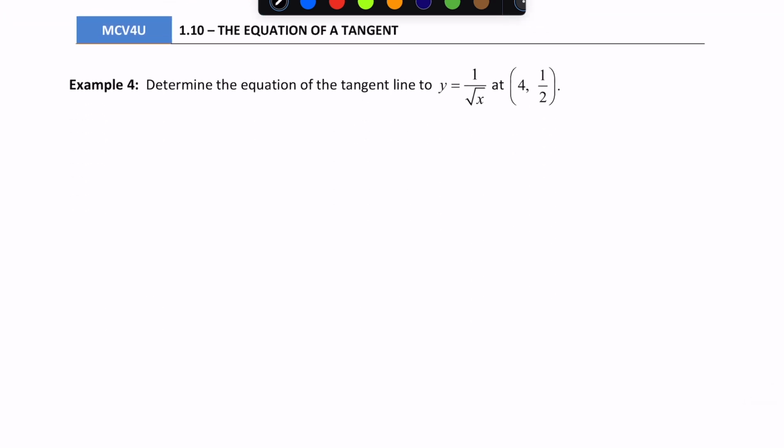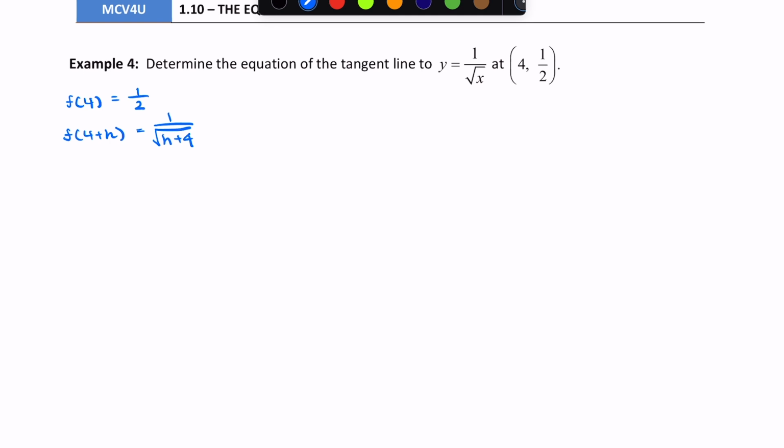Okay, so let's look at this last question here. It says, determine the equation of the tangent line to y is equal to 1 over square root x at point 4, 1 over 2. So first thing we want to do, sub in a, which is 4, and that equals 1 over square root 4, which will give us 1 over 2. Now we'll sub in f of a plus h, which is f of 4 plus h, equal to 1 over square root h plus 4.